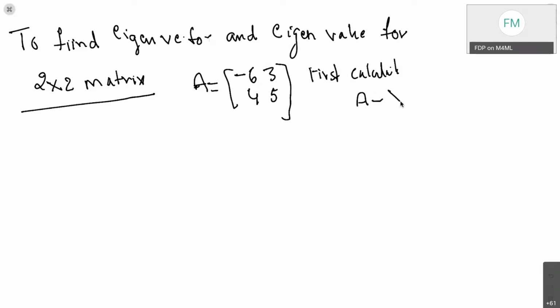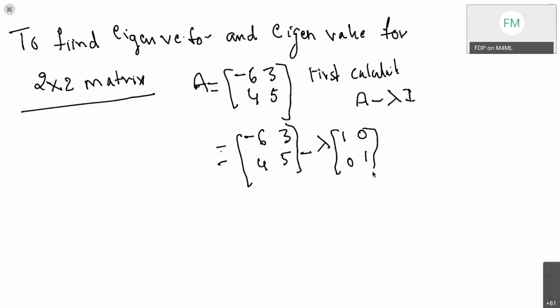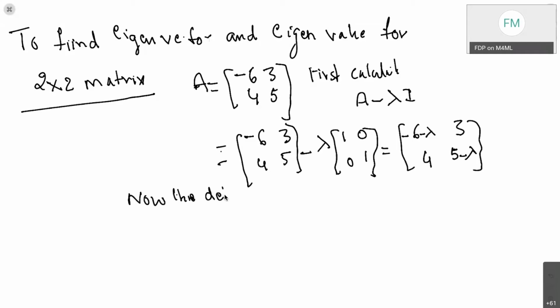First we must calculate A minus lambda I. That is the matrix -6, 3, 4, 5 minus lambda times 1, 0, 0, 1, which is -6 minus lambda, 3, 4, 5 minus lambda. Now the determinant should equal 0.